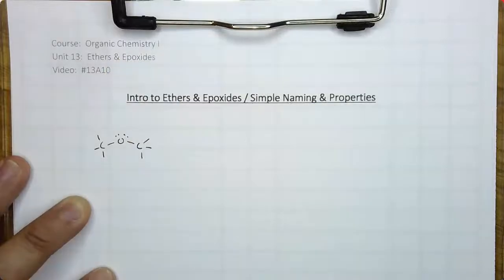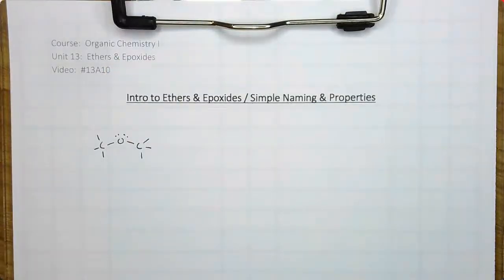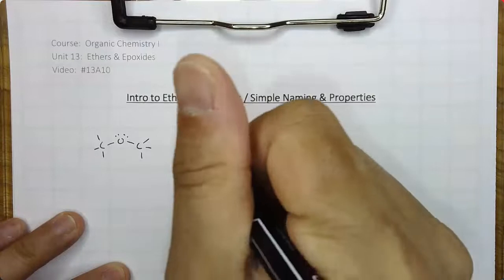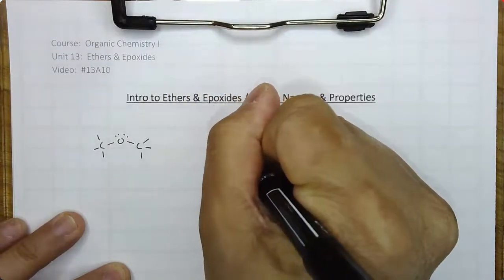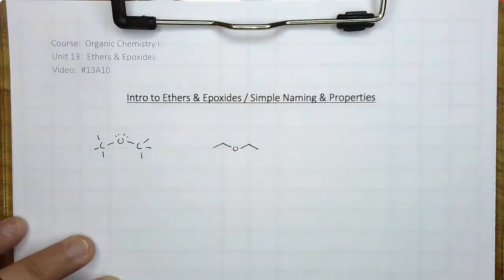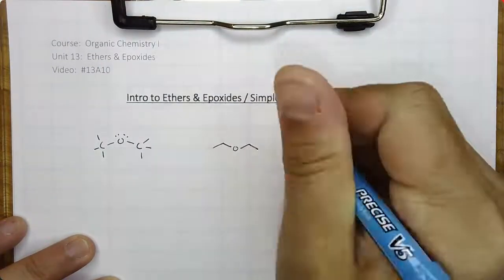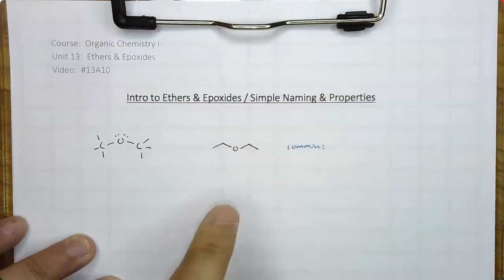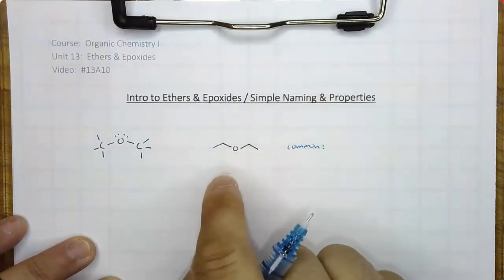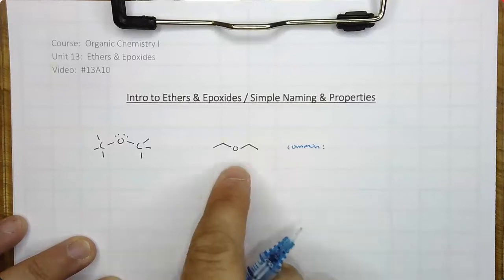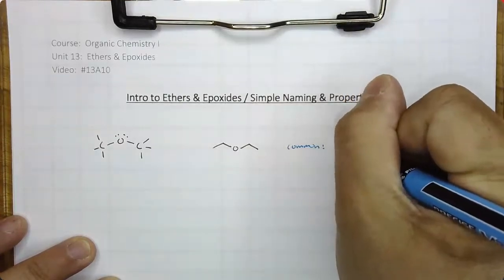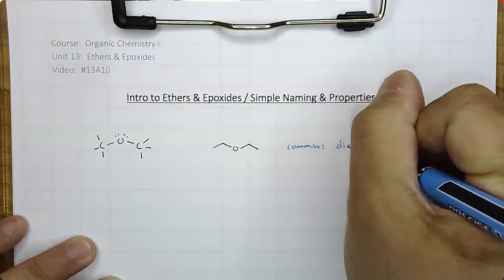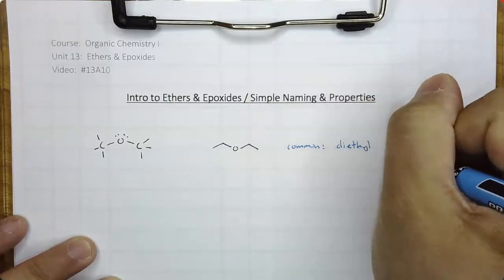You know that oxygen here has two lone pairs. One of the more, or maybe most useful ethers is diethyl ether. And diethyl ether looks like this. Diethyl ether is a common name. Basically, for the common name, you're listing the two alkyl groups on the sides of the oxygen. So since we have two ethyl groups, we'll call this diethyl space ether.